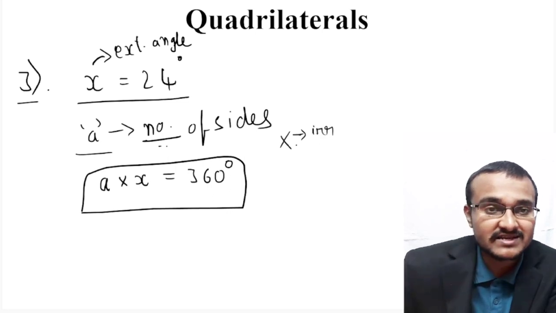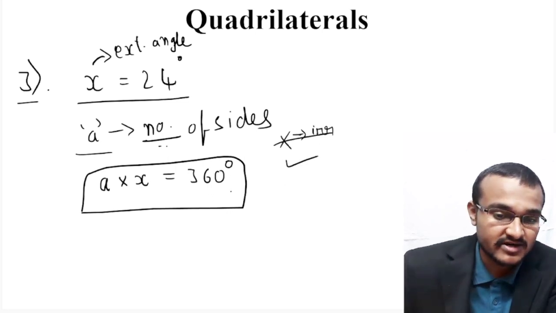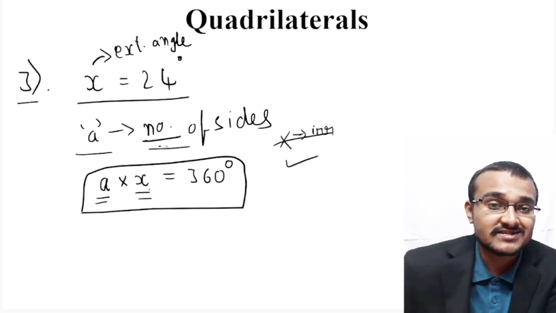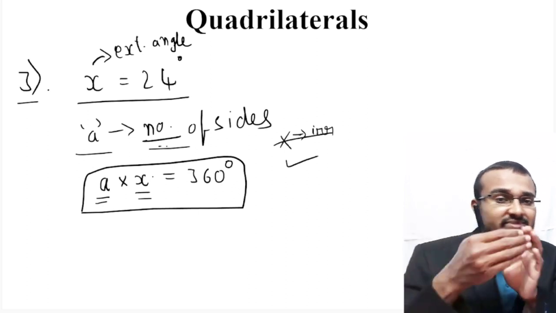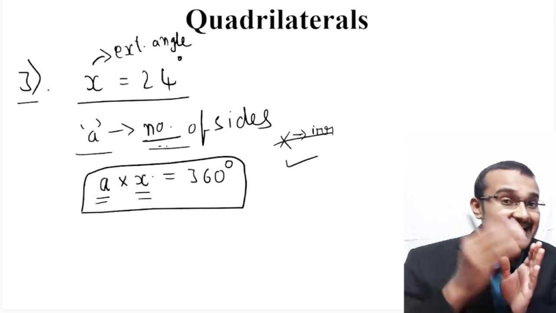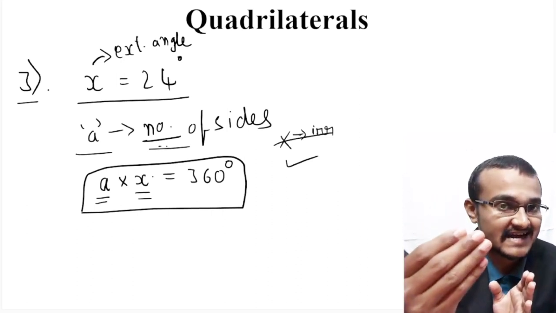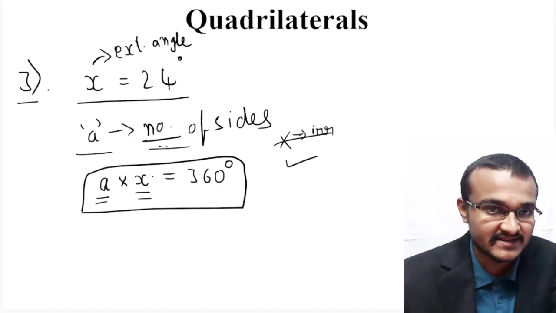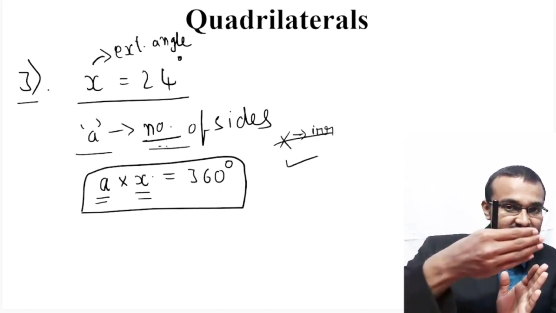So now here it is regular, we can use this particular formula. We should find A, that is the number of sides, into X. So that is the exterior angle. That means that many times that particular exterior angle is added. So A times an exterior angle is added to get 360 degree, because the sum of all exterior angles will be 360 degree. That shows that many times you should add.